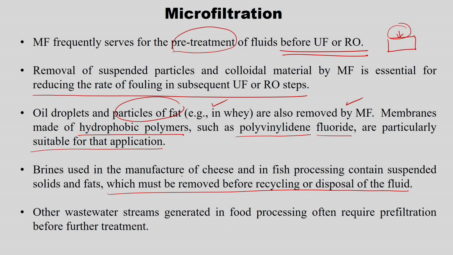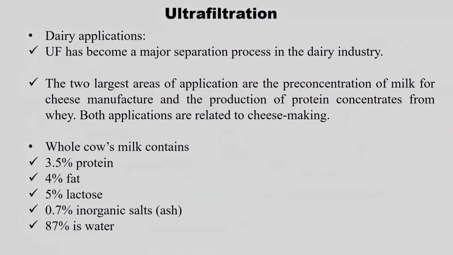Brines used in the manufacture of cheese and in fish processing contain suspended solids and fats, which must be removed before recycling or disposal of the fluid. So, before going for disposal, that should be removed. What is that? The suspended solids in the brines used for manufacture of cheese and fish processing. Other wastewater streams generated in the food processing industry often require pre-filtration before further treatment as well as disposal, right. There also microfiltration is used.